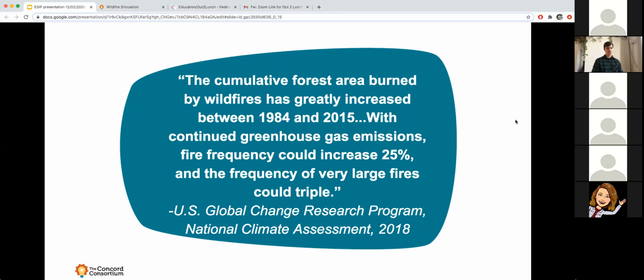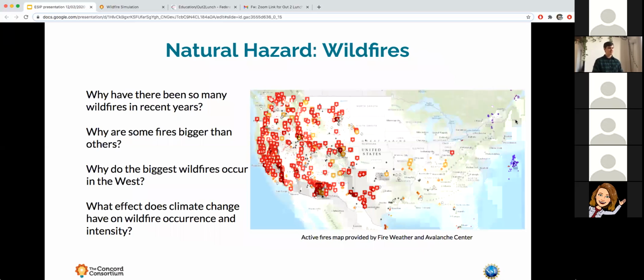So it's important for students to know why these things are happening, what the impacts are, and if there's anything we can do to mitigate the risk, because we believe that a more informed public can be a better prepared public for the coming events. Nothing is different this year about wildfires, except maybe that it's actually worse than in past years.